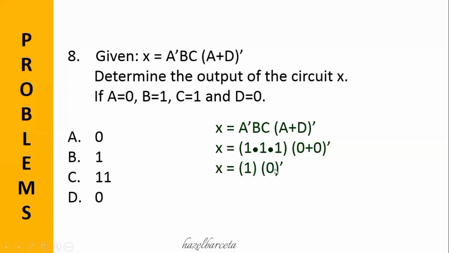Ito, andito na po yung priority. Uunahin po natin ito. So, ano po yung complement ni 0? Di ba po? 1. Okay? Lumabas na po kanina. Sorry. So, copy 1 times the complement of 0, which is 1. 1 times 1 for AND operation, we will yield, yes, 1. So, the answer is, the output of the circuit X is equal to 1, letter B.